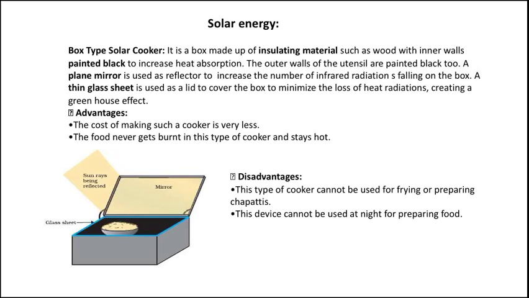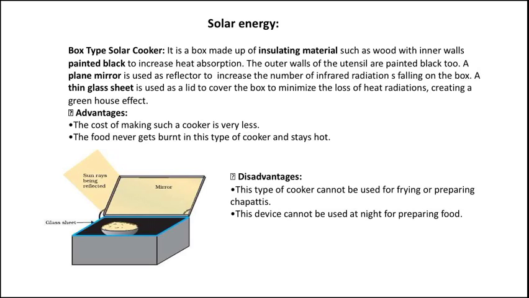So infrared radiation are the radiation which are responsible for producing heat, and this will make approximately temperature up to 110 to 120 degrees Celsius, which is enough to boil water, so we can cook anything inside solar box type solar cooker. But the limitations are we cannot fry anything, we cannot bake anything, because baking and frying requires much more energy as compared to boiling anything.